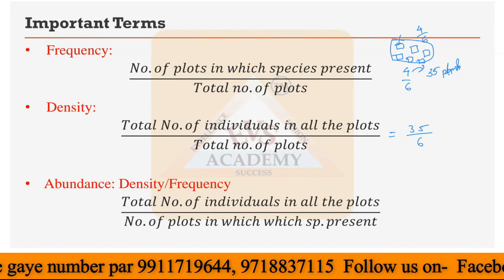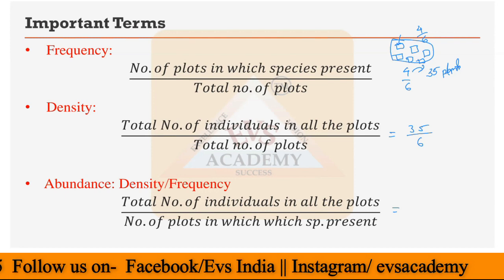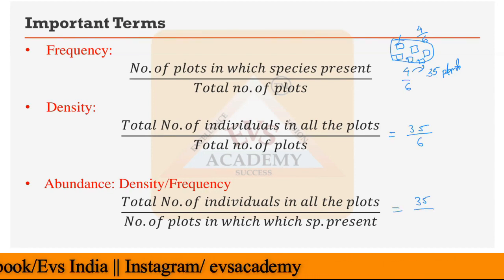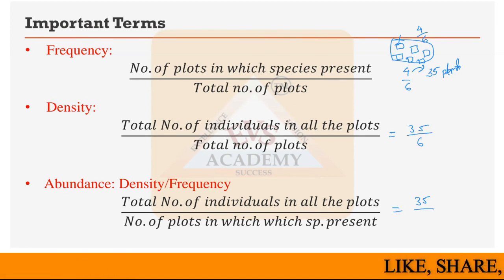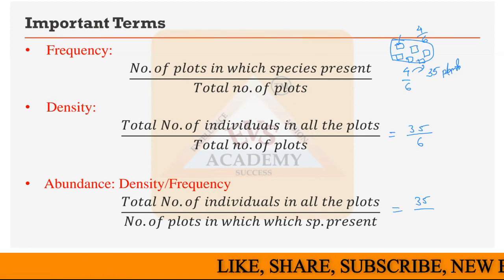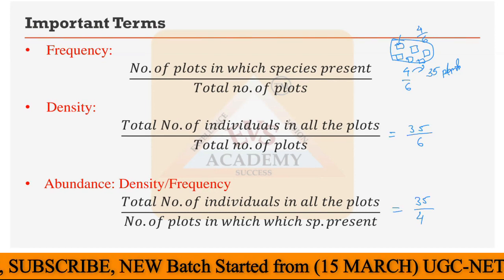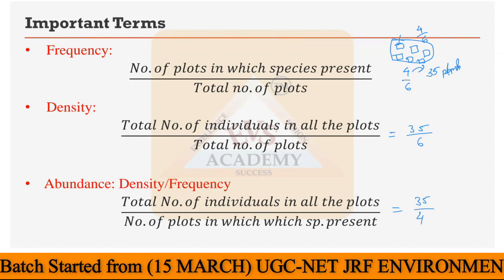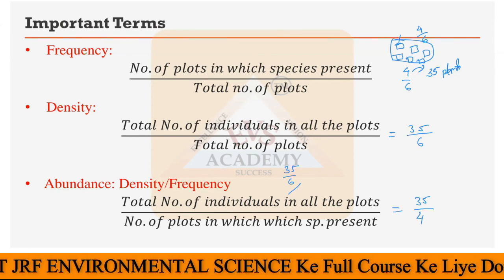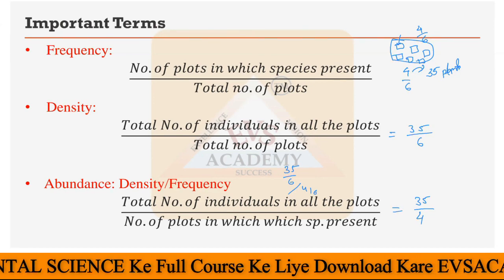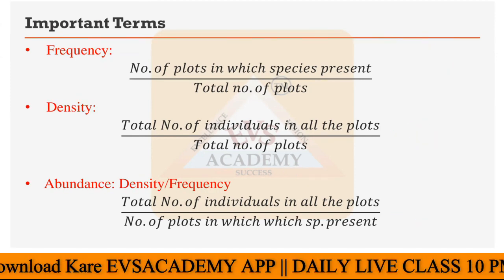Then abundance. Abundance is generally density divided by frequency. So this is the total number of individuals in all plots, that is 35, divided by the total number of plots in which the species is present. That is, 1, 2, 3, 4. Only four plots where the species is present. This can be calculated as density divided by frequency as well. Density I have already calculated, that is 35 divided by 6. And now this is divided by frequency. Frequency is 4 divided by 6. So this goes upside down, turned back.